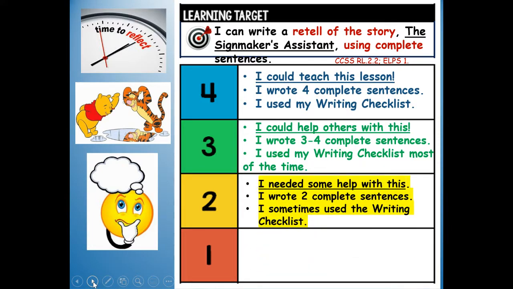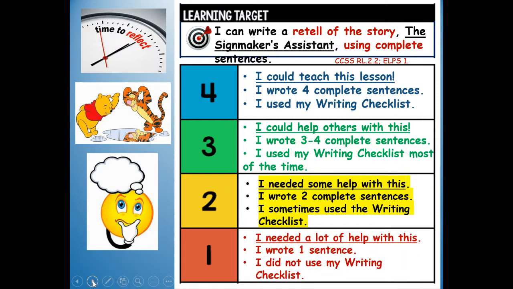Or would you give yourself a 2? I needed some help with this. I wrote 2 complete sentences. I sometimes use the writing checklist. Or would you give yourself a 1? I needed a lot of help with this. I wrote 1 sentence and I did not use my writing checklist. So think back and reflect on your learning. How do you think you did? 4, 3, 2, or 1.